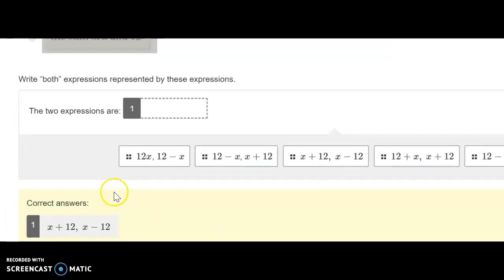So when we're using this and they're wanting to know how you would write these two expressions, well, you would write x plus 12 or x minus 12 for the one that was actually different.